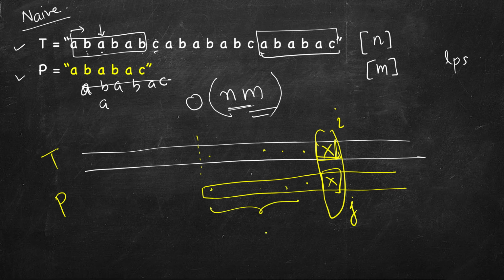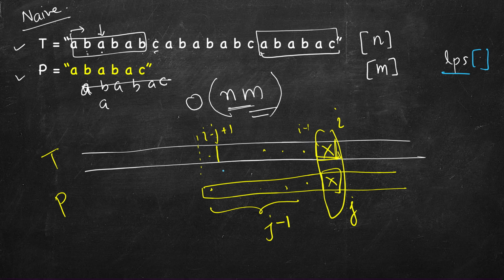So the previous j-1 characters of the pattern were the same as the previous j-1 characters of the text. If this is I, then this will be I-1, and this will be I-j plus 1. So from this till this, it was the same as this. So let's say we have calculated this array, using which we can determine how many characters to shift.